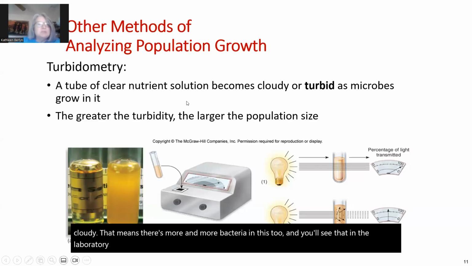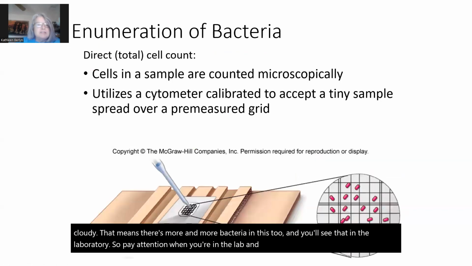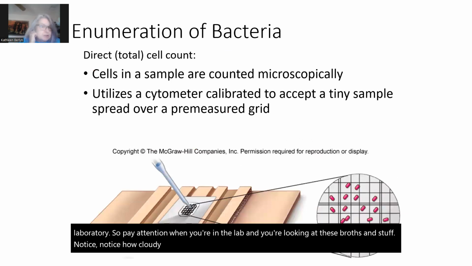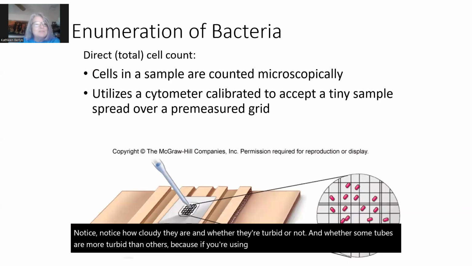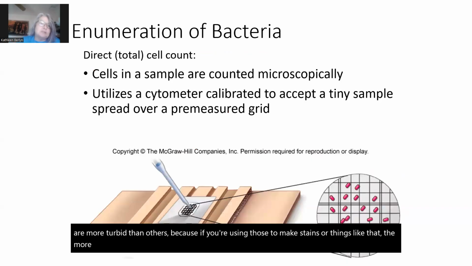So pay attention when you're in the lab and you're looking at these broths. Notice how cloudy they are and whether they're turbid or not, and whether some tubes are more turbid than others. Because if you're using those to make stains or things like that, the more turbid it is, the more organisms there are. So the more you're going to be picking up on your loops and things like that.